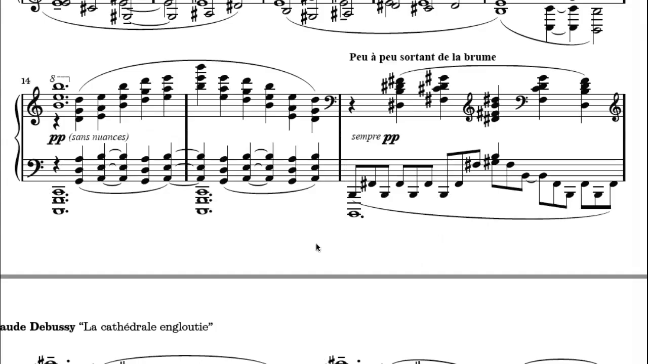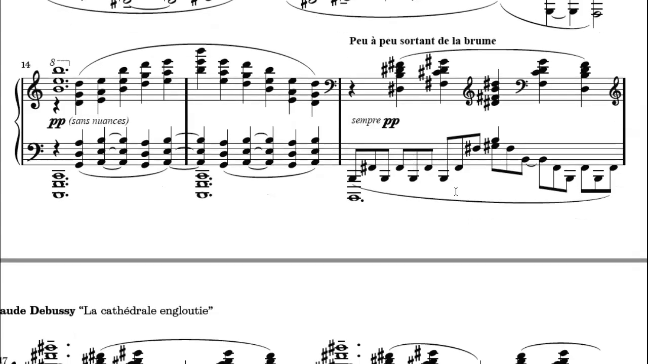Okay, let's talk about what just happened there. After this G pentatonic collection, Debussy suddenly shifts into a B pentatonic collection. So he uses one note that is in common between these two collections, the B, and then just shifts into this new collection. The voicings change as well.